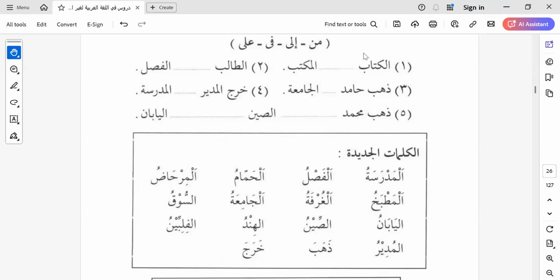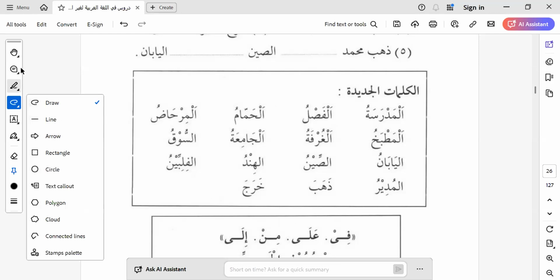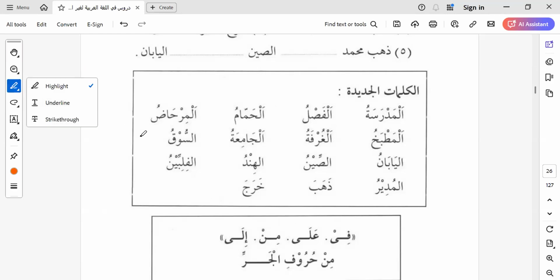السوق. اليابان. الصين. Yes, الصين. ما شاء الله. الهند. المدير. What about this one? الفلبين, right? الفلبين, and that's the Philippines, right? So المدير, الفلبين. ذهب. خرج.